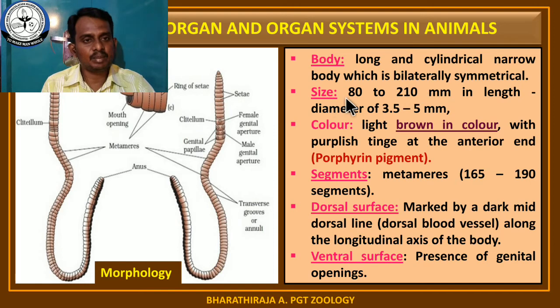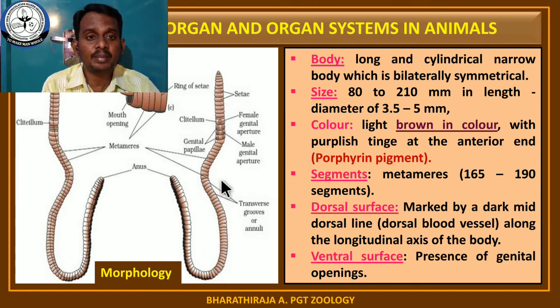The size is about 80 to 210 millimeter in length and 3.5 to 5 millimeter in diameter. Color: brown. This brown color is due to the presence of a pigment called porphyrin pigment. இது ஏன் ப்ரௌன் கலரில் இருக்கிறாங்க அப்படின்னு பார்த்தீங்கன்னா போர்பைரின் அப்படிங்கிற ஒரு பிக்மெண்ட் இருக்கிறாங்க.